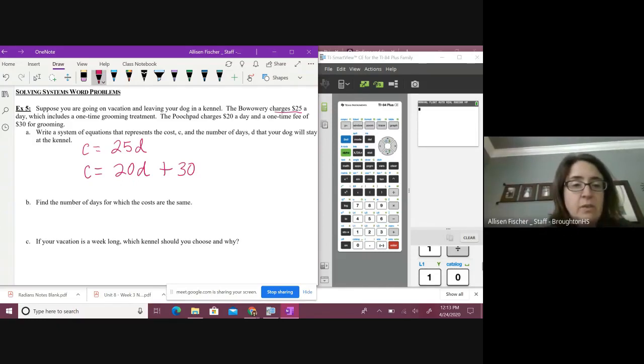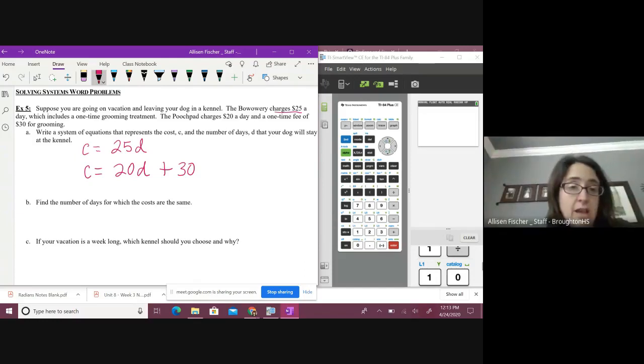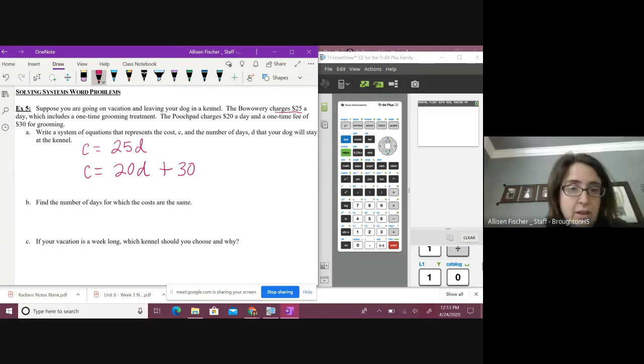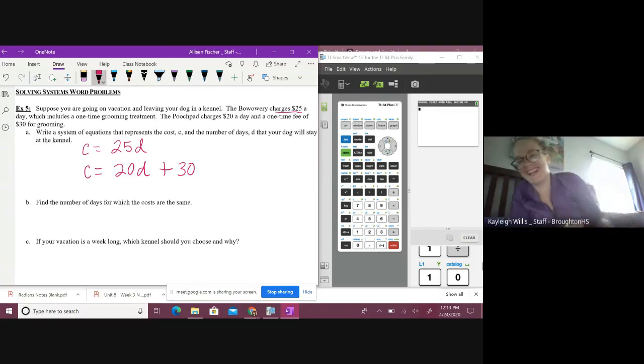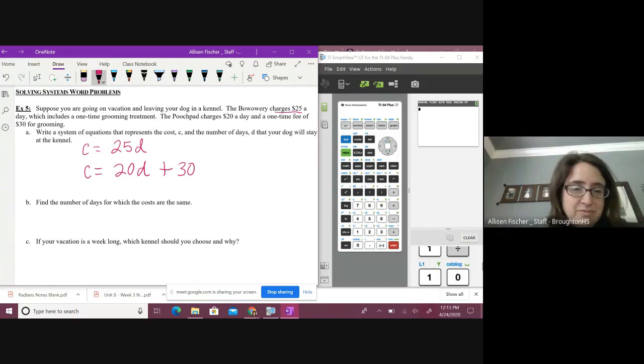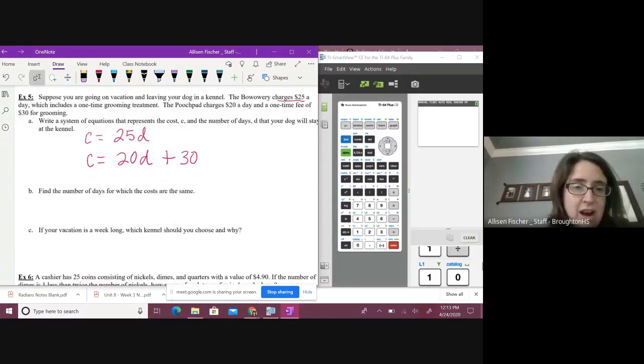Now, we're supposed to be finding the number of days for which the costs are the same. In real life, I probably would not be solving this with matrices, because this is set up really well to solve with substitution. Or you could just set them equal to each other, right? That is substitution. So that's probably what I would do. But since we're working on this method of solving with matrices, I'm going to show you how that would work.